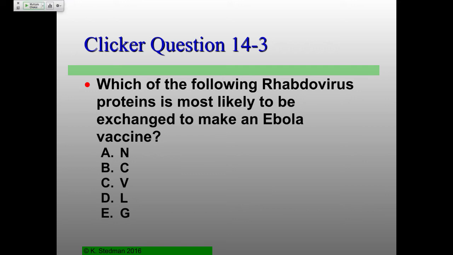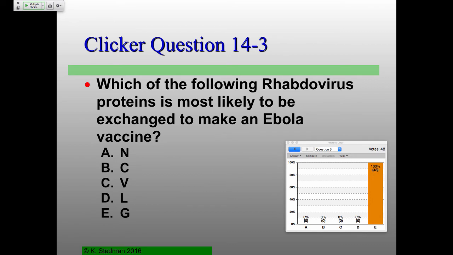Yay. Hallelujah. Thank you. Yes, it is the G protein, the glycoprotein. So it's a glycoprotein from Ebola, which got exchanged, and is actually also called the G protein in rhabdoviruses, in VSV.